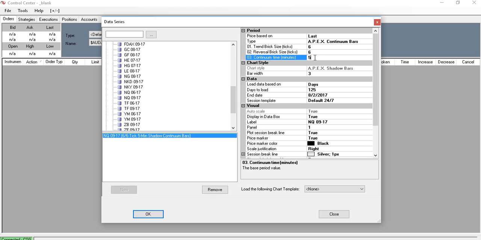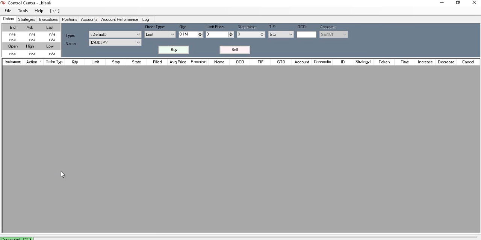This is minutes, meaning if it doesn't go up or down 6 ticks within 5 minutes, just make me a new bar anyway. But what I want you to do for now is just put this at 720 minutes. That's the max time we can do this. So I'm not going to get into deep training on continuum bars. There's other videos for that. But what I want you to do is find continuum bars, go 6, 6, 720, and hit OK.